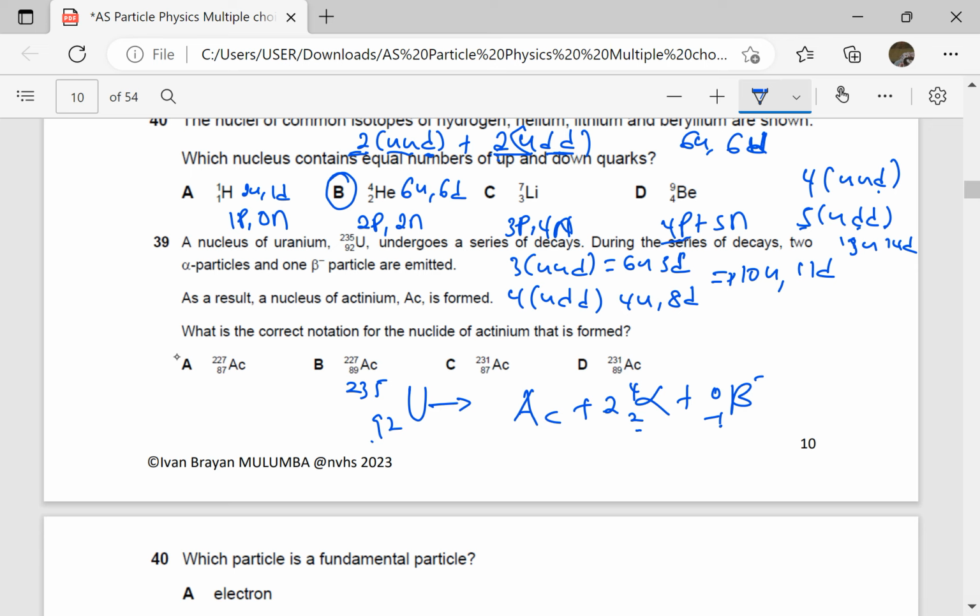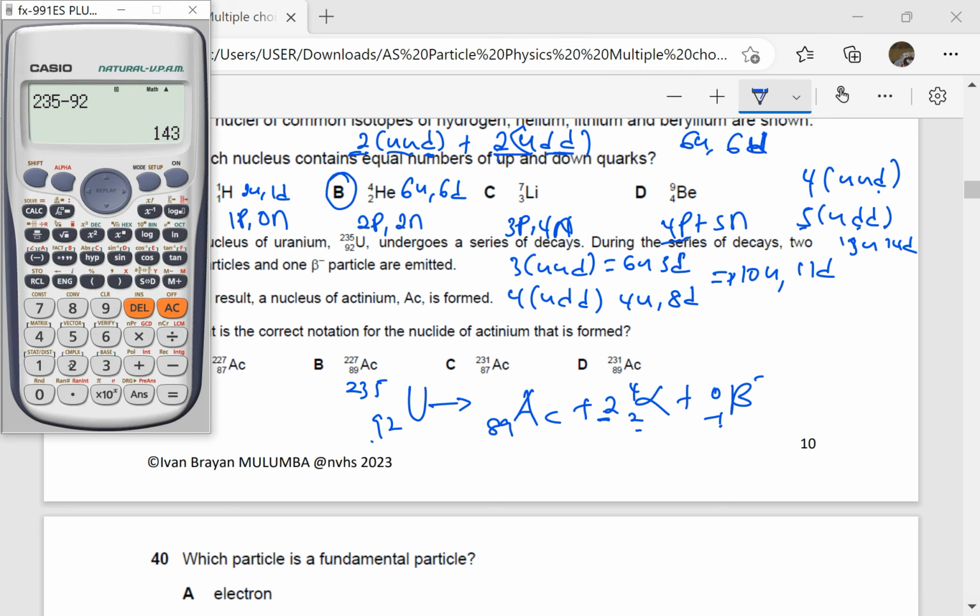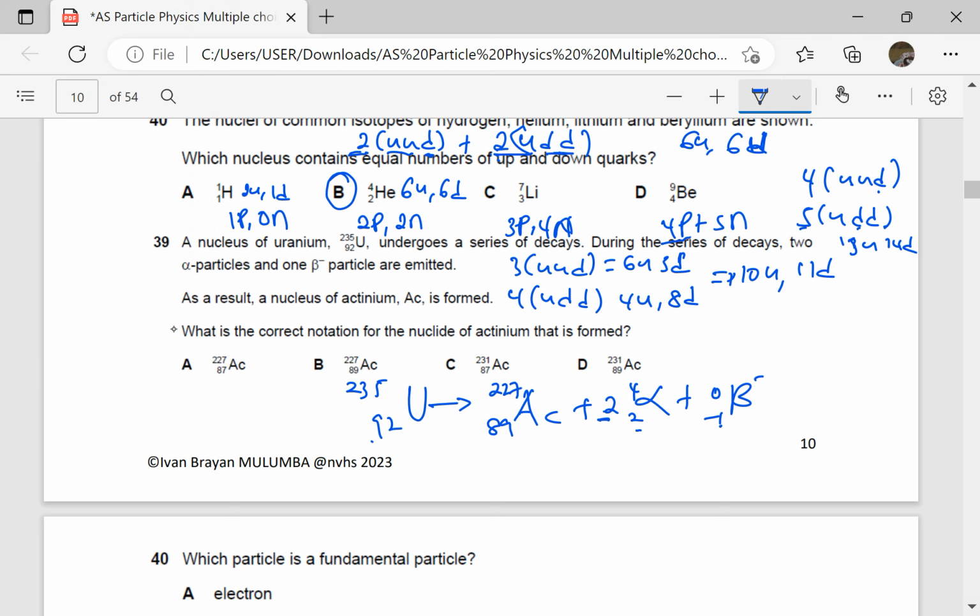92 minus 3, that is going to be 89. So this is 89. And then the nucleon number, we have 2 times 4, which is 8. So 8 subtracted from 235: 235 minus 8 is 227. So the nucleon number here is 227. So we have just ensured that the nucleon number is balanced, or the nucleon number is conserved. Therefore, our answer is going to be B.